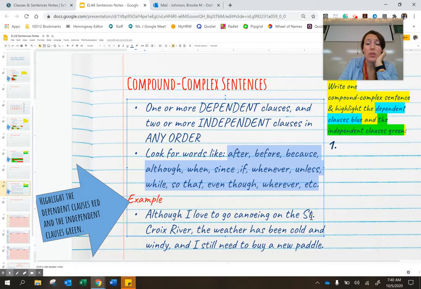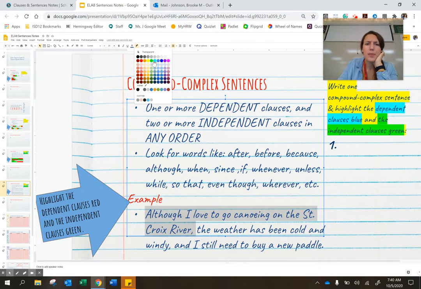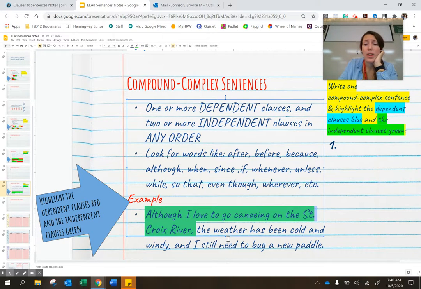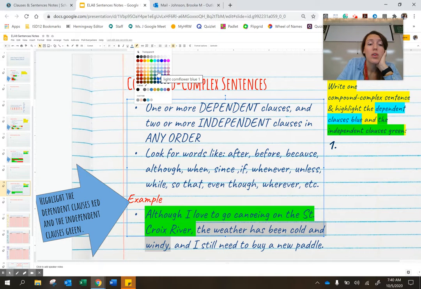Although I love to go canoeing on the St. Croix River, so that although makes this dependent because we don't know what the point is. So dependent should be green. The weather has been cold and windy, so that is a complete statement. Weather has been red.